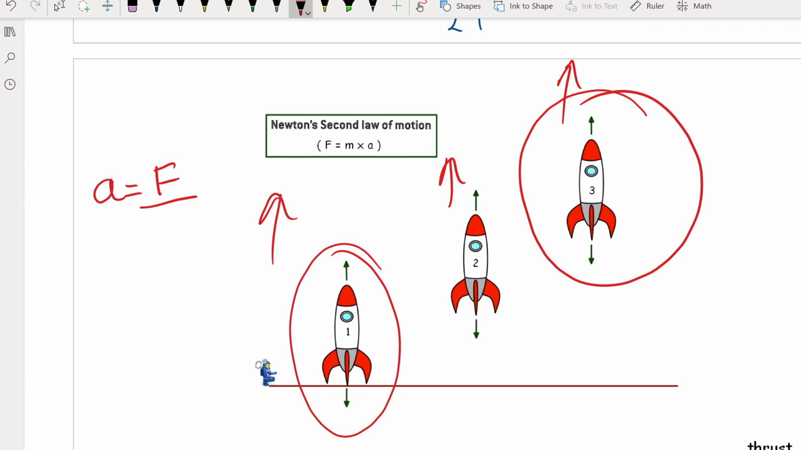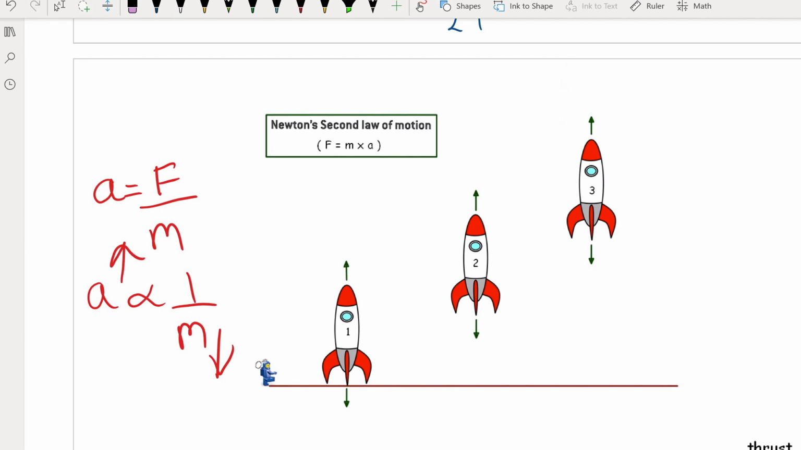If the force remains the same, we can say that acceleration is inversely proportional to mass. So if the mass reduces, the acceleration increases. Therefore, if you put all that together, the acceleration is going to be largest here and smallest here.